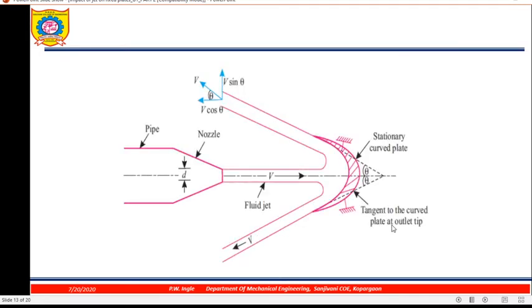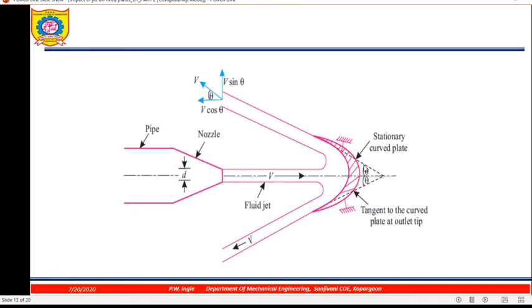Now see the case. The case is: jet strikes the fixed curved plate. This is fixed one. The plate is fixed and the jet strikes at the center of plate. So the jet after striking at the center will come out with the velocity v, but it will have two components because it is coming out at an angle theta. So v will be coming out at an angle theta. This is theta angle.